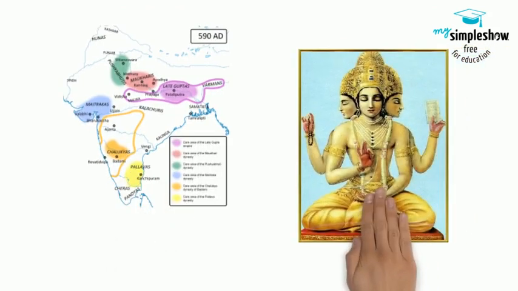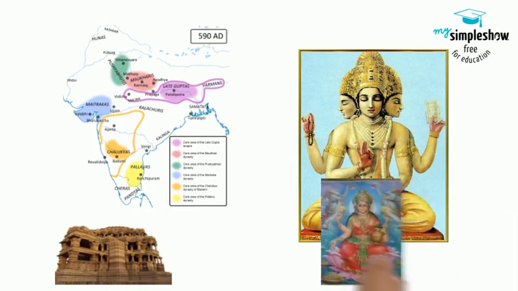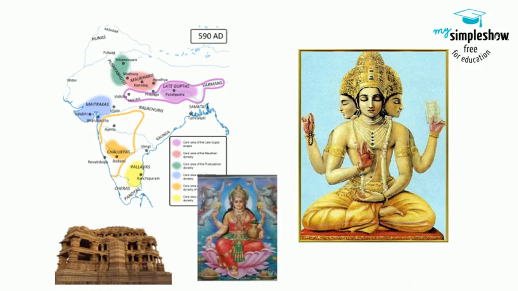However, each kingdom continued the Gupta push to restore Hinduism, building temples and spending lots of money to showcase the faith and pride in Indian culture.